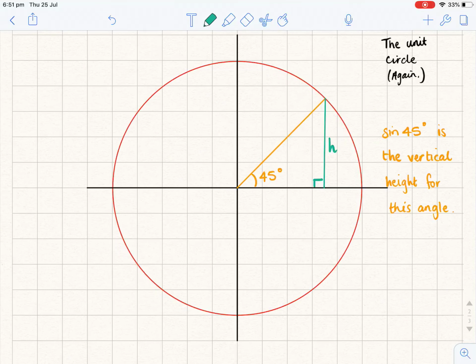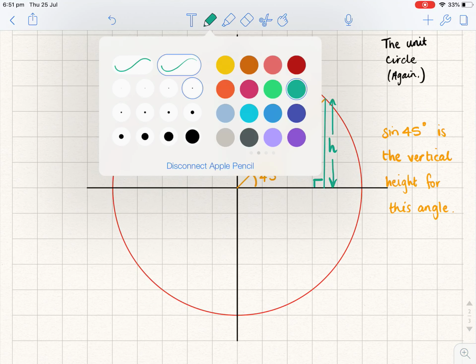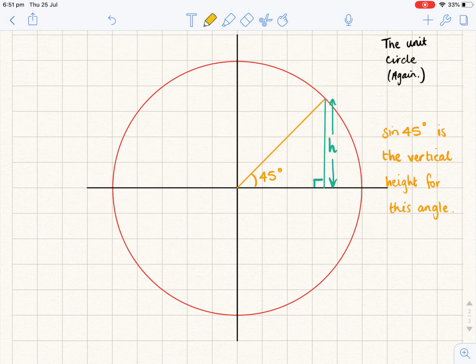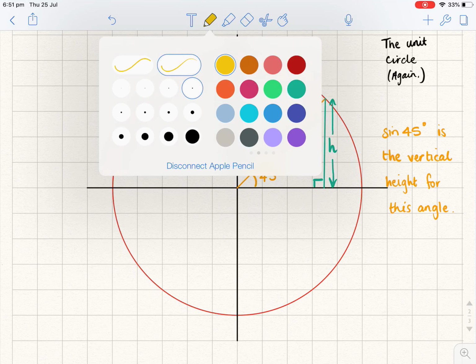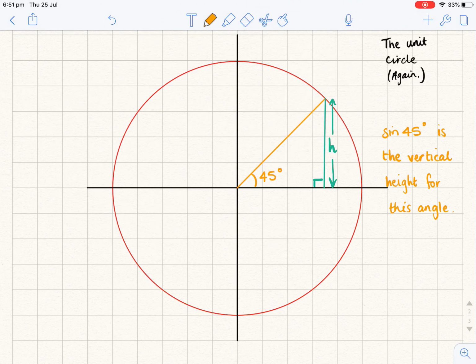Okay, so we're having a look now back at the unit circle, and what we want to have a look at is which other angles will have the same height, h, as sine 45 degrees. So we're having a bit of an explore to see where there are some other angles that have an equivalent sine value. To do this, all we're going to do is consider the symmetry of the different shapes.